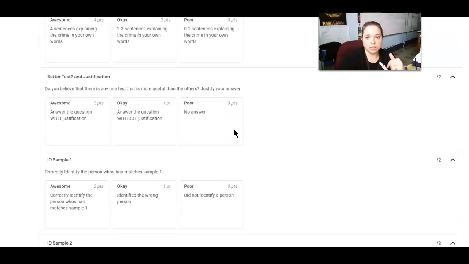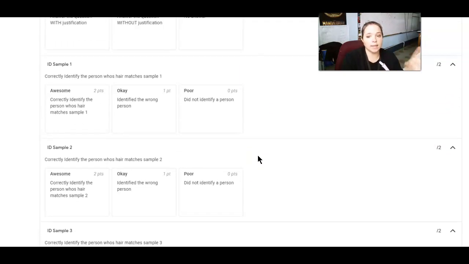Then when you get to the slide where it asks about the different tests, you got to tell me which one you would believe, or if there's one that's better than the other, you have to tell me that. And you have to justify your answers. So you say, I believe this test is better because of this. That's your justification. You need to have that justification. If you give me just, well, I think it's this, and you don't give me the justification, instead of 2 points, you get 1 point. If you don't answer, you don't get any points.